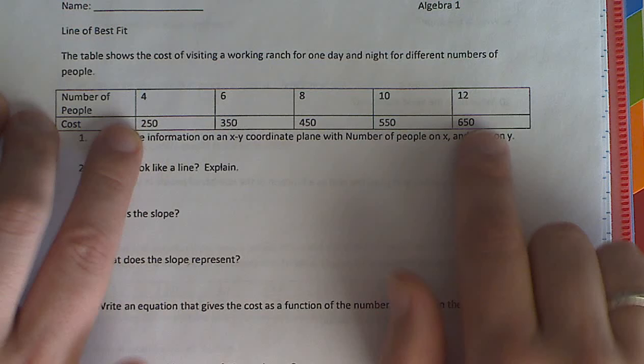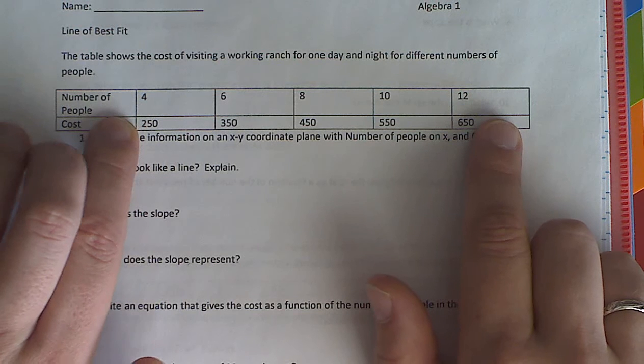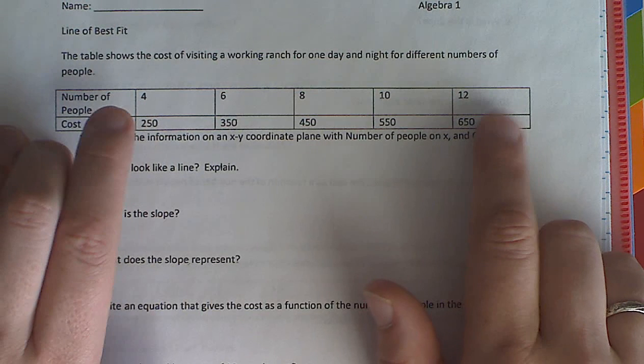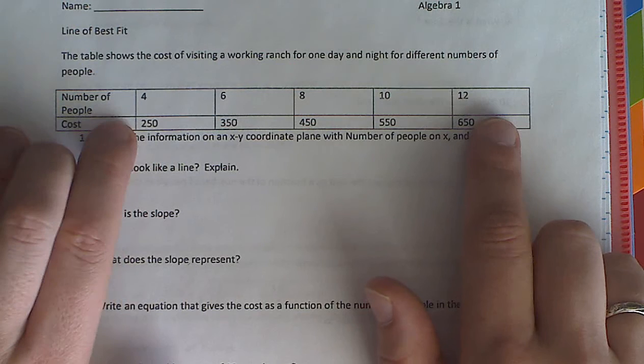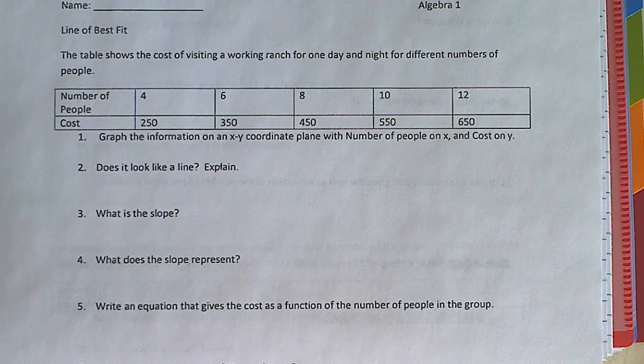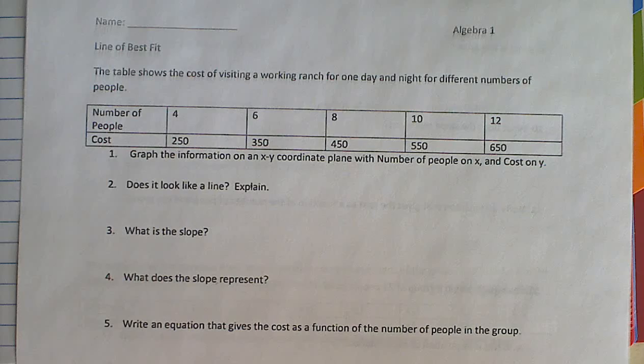So this goes from 4 to 12. Would 23 be inside this data or outside this data? So that would be extrapolation. So hold on to this for tomorrow, and we'll continue it from there. Have a great day.